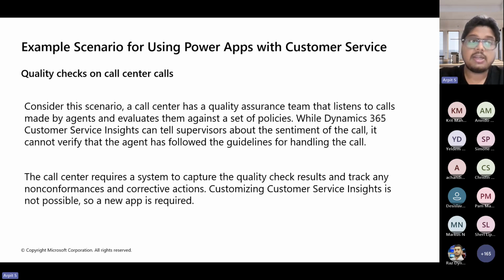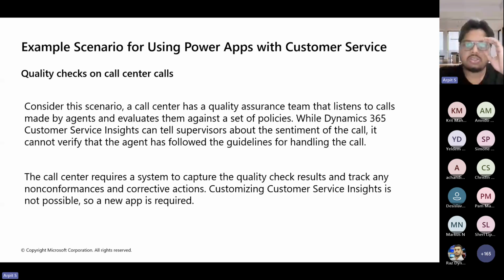So for example, you need to create a quality check app for the call center. Imagine you have this scenario where a call center has a quality assurance team that listens to all the conversations the agent is having with the customers, and checks whether they are following a certain set of policies or not. While Dynamics 365 Customer Service, as you know, has insights that can tell the supervisor about the sentiment of the call, sometimes it cannot verify whether the agent has followed the guidelines or not. So the call center requires a system or app that can capture the quality check and track any corrective actions for that.